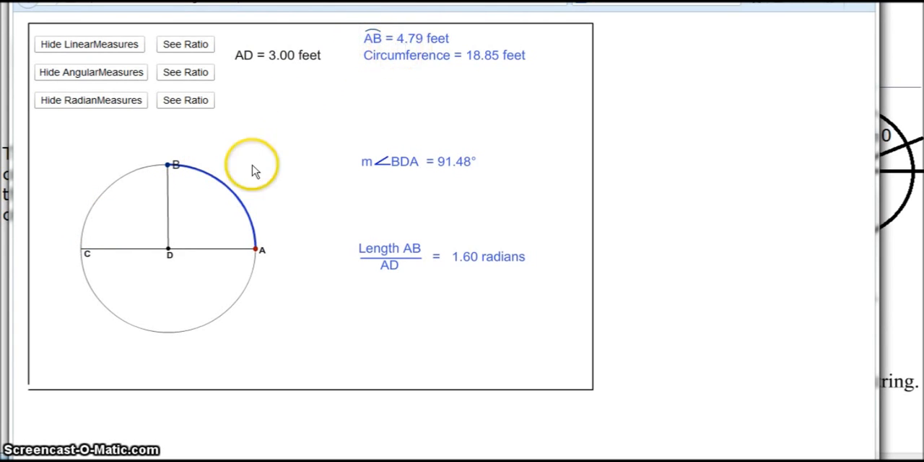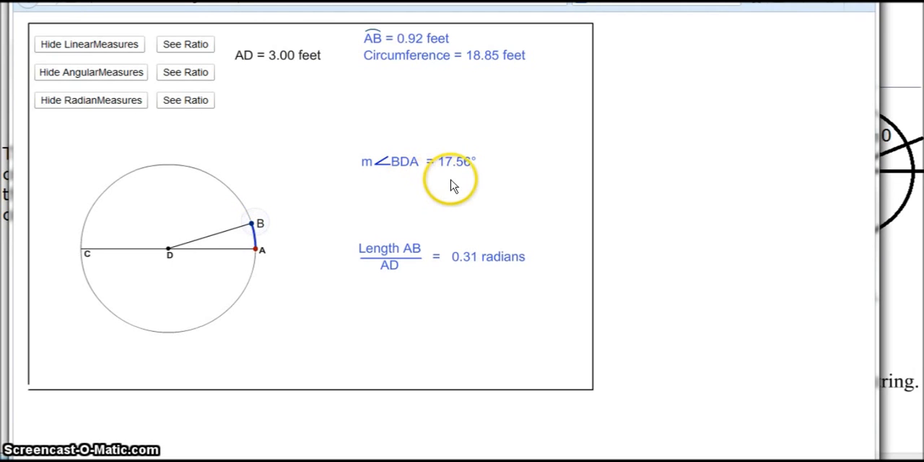Arc length AB is 4.79 feet, meaning the length here is 4.79 feet, so if we took a string and put it there, then stretched out the string and made it straight, we would measure the arc length to be 4.79 feet. The circumference is 18.85 feet, so all the way around. Notice that as I drag this, the circumference doesn't change, only the arc length does.